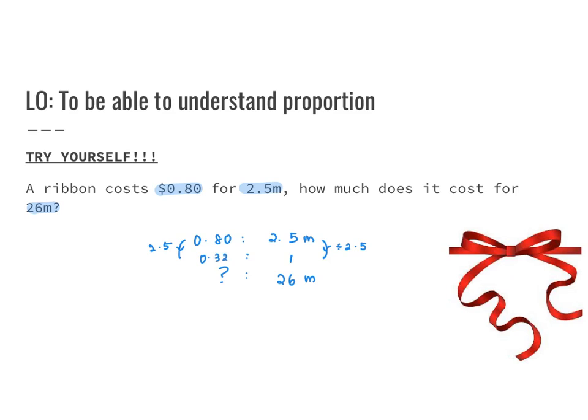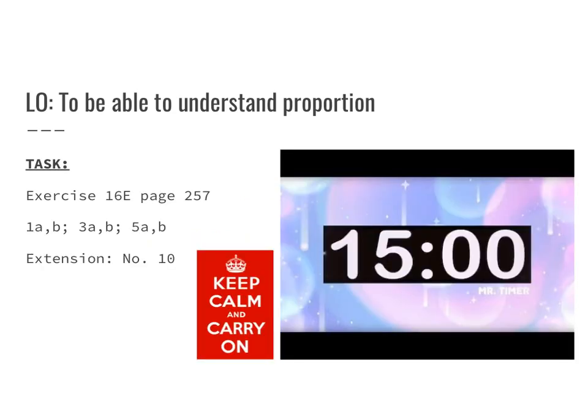So 0.32 to 1. It doesn't matter which part or which proportion that you change it to 1, as long as one of the proportion you change it to 1. Now we can easily turn 1 to 26 now by multiplying 26. So we take 0.32 times by 26 as well. And that would be $8.32. So for 26 meters, it costs $8.32.